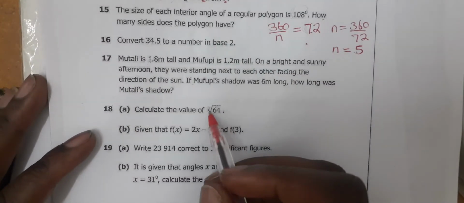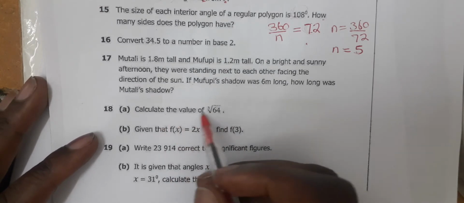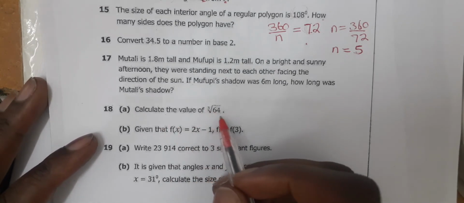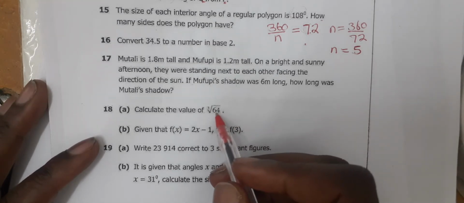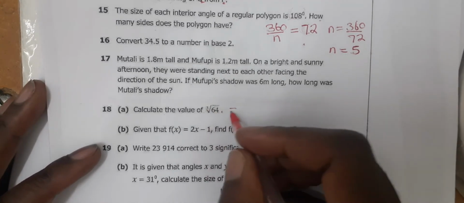Then this one, calculate the cube root of 64. What number do you multiply by itself 3 times to give you 64? This is 4.